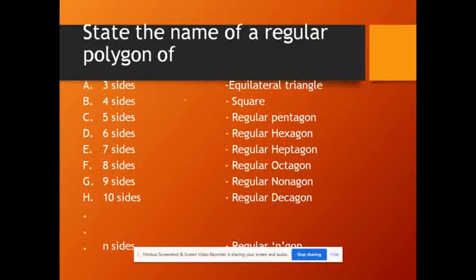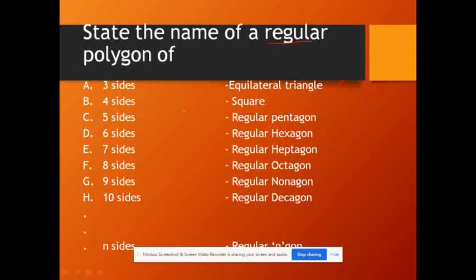State the name of a regular polygon. Look, I already told you, regular means all the sides and angles of a shape are the same. So a polygon which consists of three equal sides and three equal angles is an equilateral triangle.